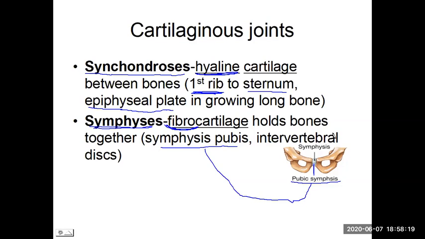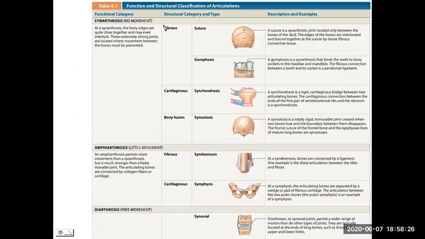So at this point, we've worked through a lot of the structural types of joints. And this chart here from the textbook, and we'll work our way through this, is putting the two different naming systems together. So let's just spend some time going through this here. We started out with the functional categories, synarthrosis when there's no movement, amphiarthrosis where there's just a limited range of movement, and then the diarthrosis, truly flexible joints.